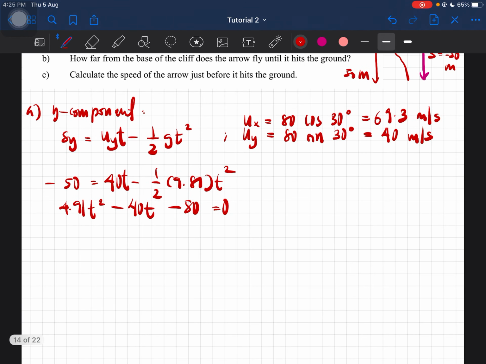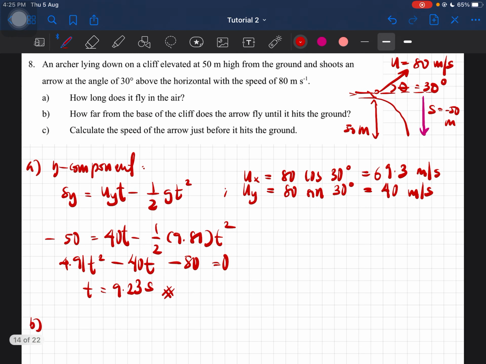Substitute this into your calculator, quadratic equation. You'll then get two numbers, one is positive, one is negative. Take the positive one, which is 9.23 seconds. Okay, so that is the time of flight.